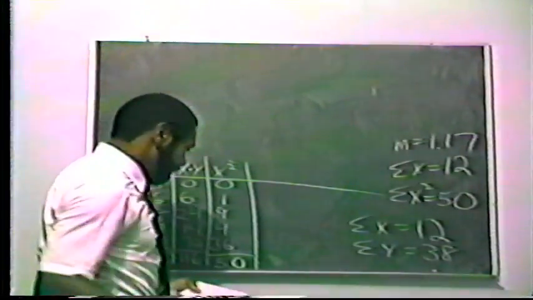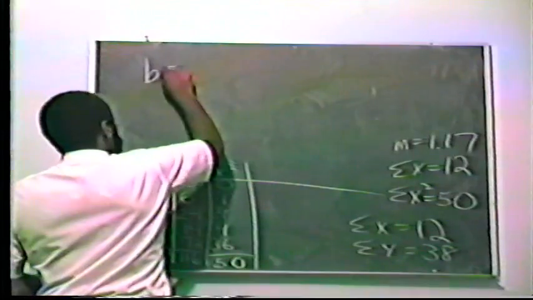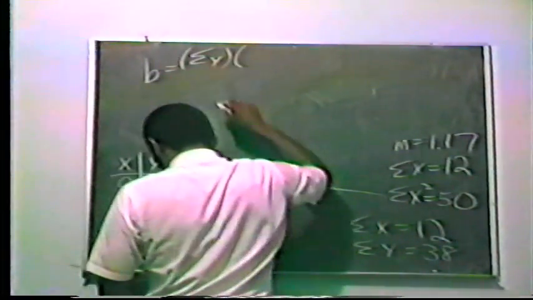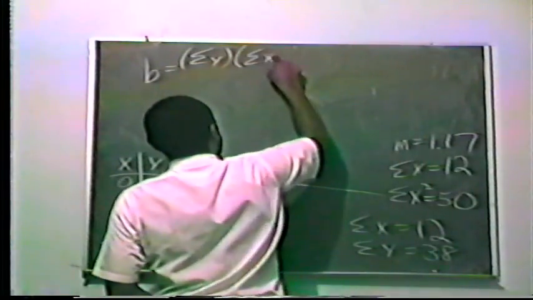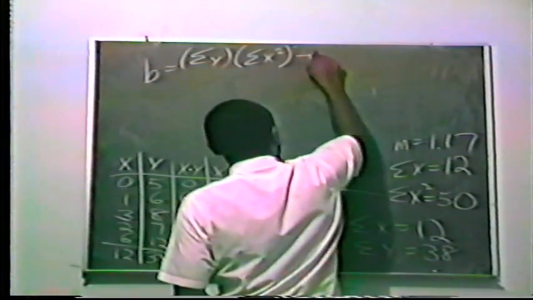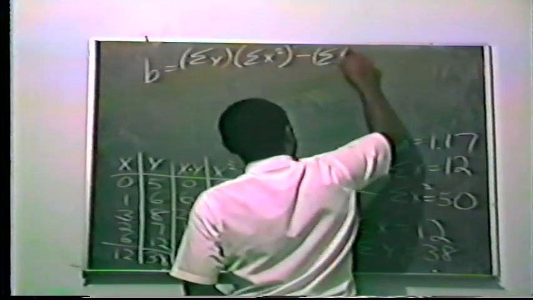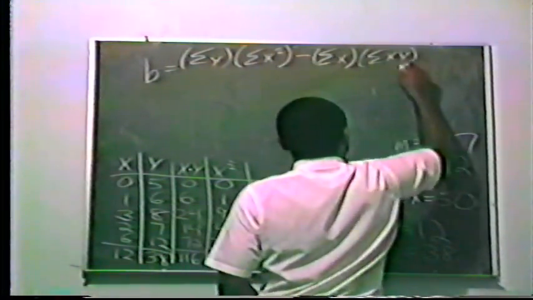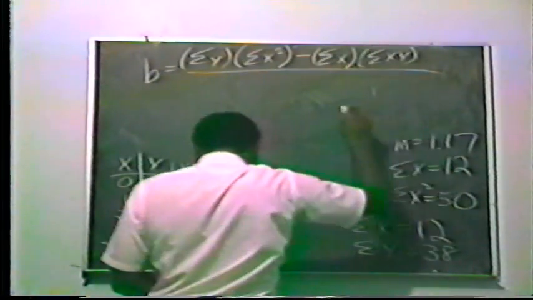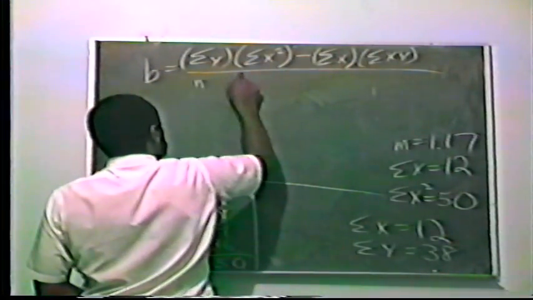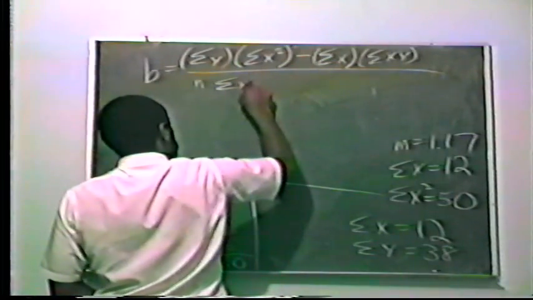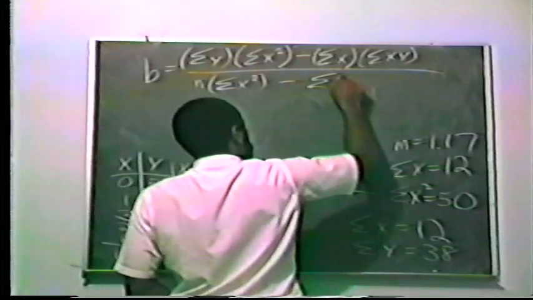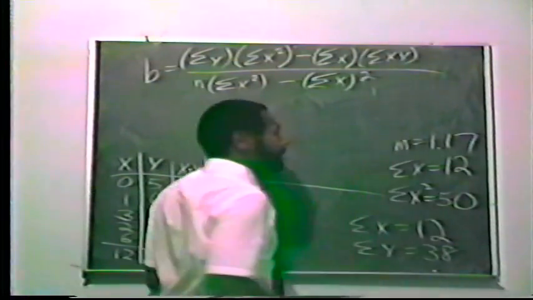The formula is b equals the summation of y times the summation of x squared minus the summation of x times the summation of x times y over n times the summation of x squared minus the summation of x, quantity squared.